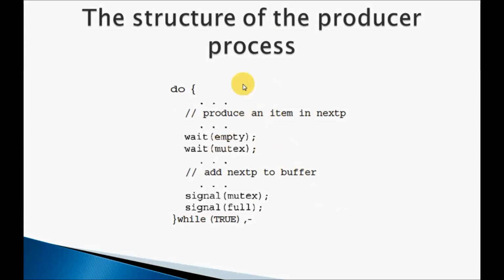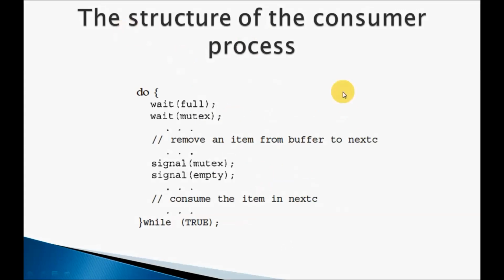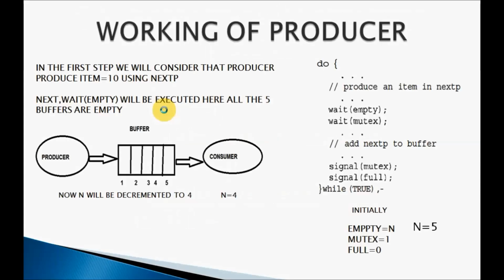This is the structure of the producer process, and this is the structure of the consumer process. I will explain both the structures in detail. Now I will start with the working of the producer. First I will start from the working of the producer.